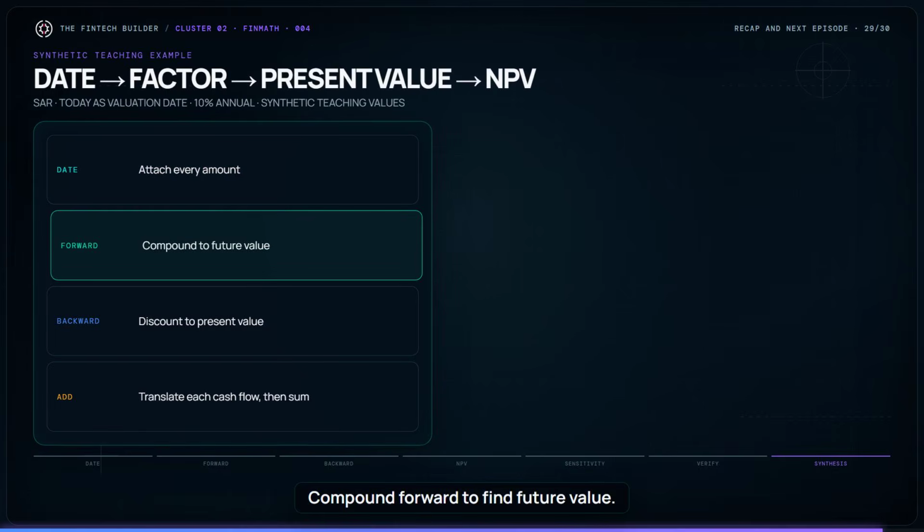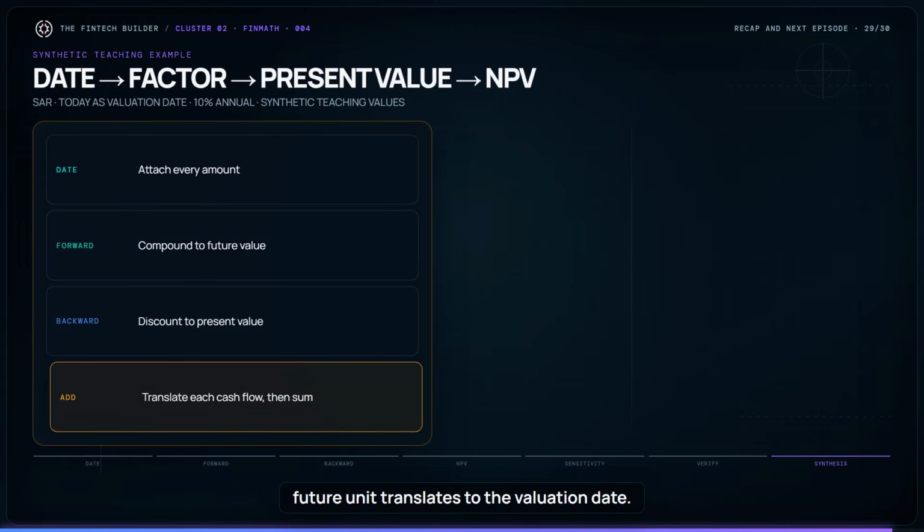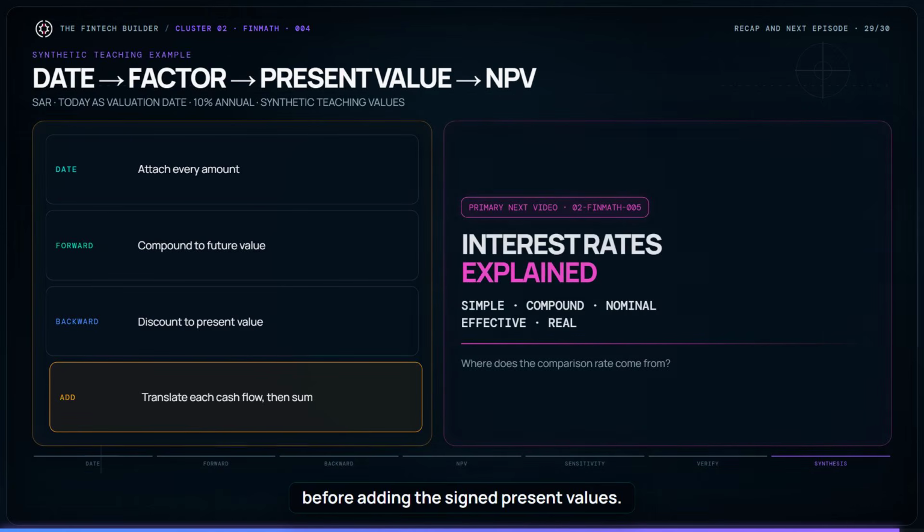Compound forward to find future value. Discount backward to find present value. Use the discount factor to expose how one future unit translates to the valuation date. And for several payments, discount each one separately before adding the signed present values.